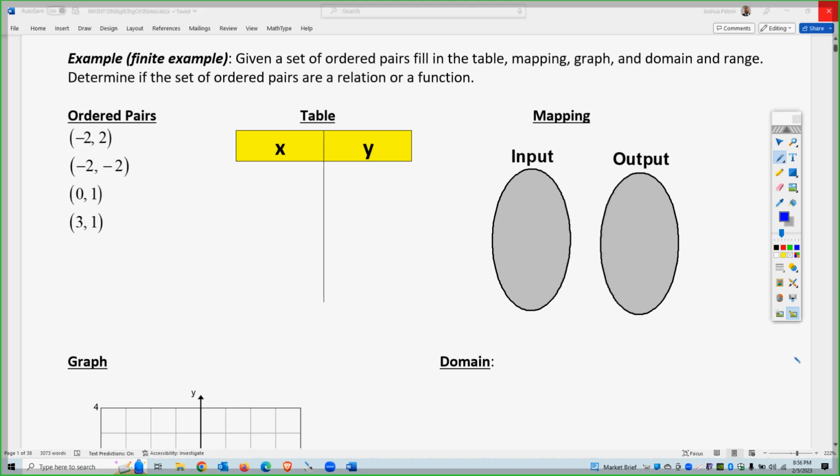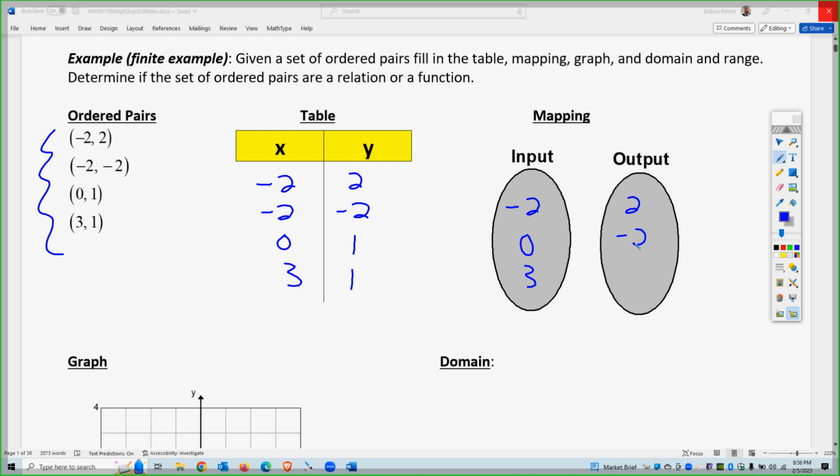Okay, so there's ways of representing data, and these are the various different ways throughout algebra in high school. And these are a finite set, so ordered pairs are given over here. So I can write them in the table, so -2 and 2, -2 and -2, 0 and 1, and 3 and 1. There's no particular order to them. So if I do an input-output mapping, that's -2, 0, and 3, and the outputs are 2, -2, and 1, right? So -2 maps to 2, -2 maps to -2, 0 maps to 1, and then 3 maps to 1.